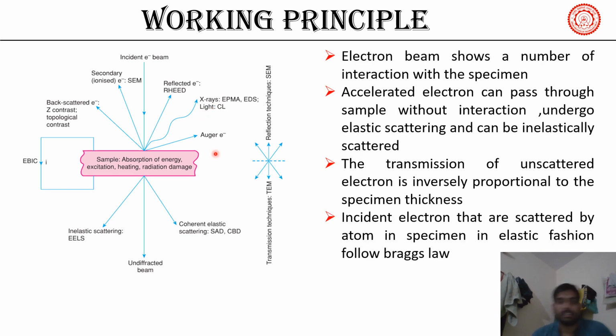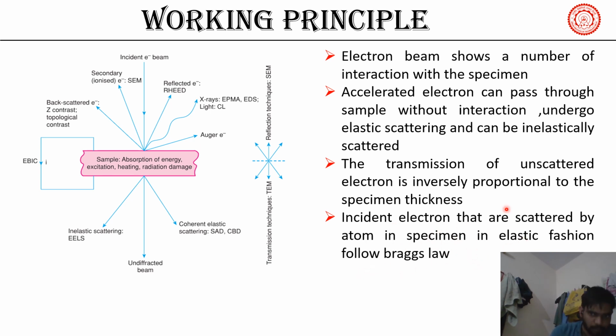So there are some observations regarding the interaction of the incident electron beam with the specimen. First, the electron beam shows a number of interactions with the specimen. Second, accelerated electrons can pass through the sample without interaction, undergo elastic scattering, or undergo inelastic scattering. There are both types of possibility here. Third, the transmission of scattered electrons is inversely proportional to the specimen thickness. And fourth, incident electrons that are scattered by atoms in the specimen in an orderly fashion follow Bragg's law.